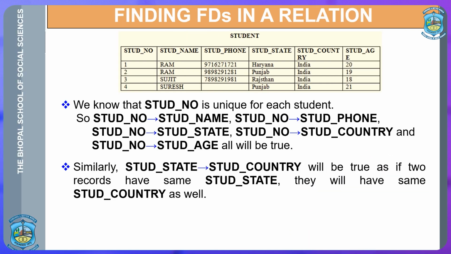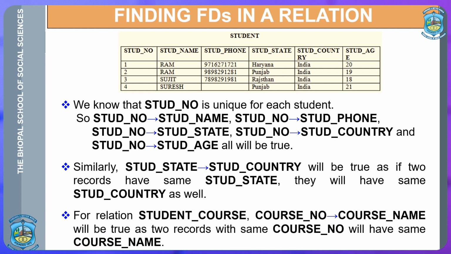Similarly, we can say that student country depends on the value of student state. It is true. If 2 records have the same state, then they will also have the same country. For relations, student course number determines course name. It is also true, as both records with the same course number will have the same course name, because one course will have only one course number, right. So, in this way, by seeing the values in the table, we can also form functional dependencies if they are not explicitly given to us.